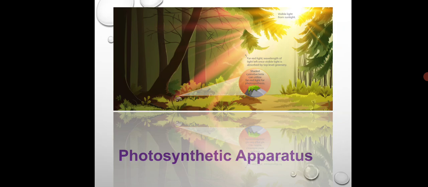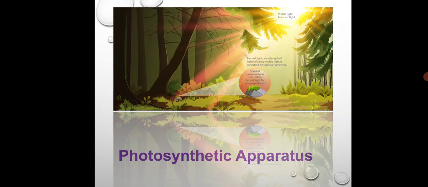examples of photosynthetic bacteria, which are divided into two categories, oxygenic and unoxygenic photosynthesis. So these bacteria either perform oxygenic photosynthesis or unoxygenic photosynthesis. Which bacteria perform oxygenic and which perform unoxygenic, we have already discussed in our previous lectures. Today we are going to focus on the point called photosynthetic apparatus.